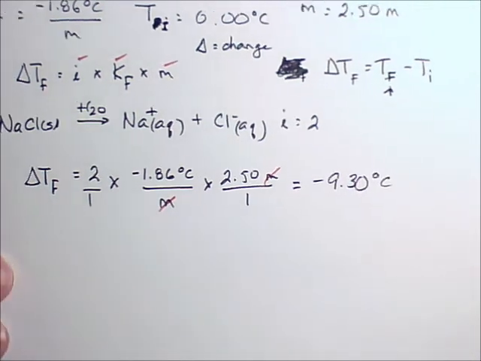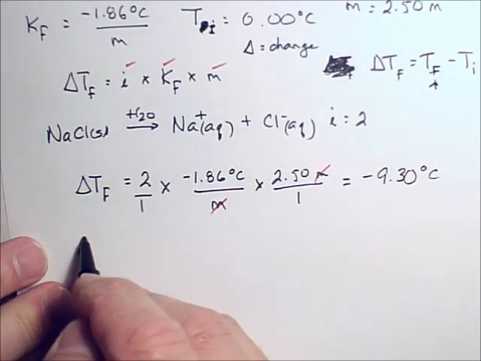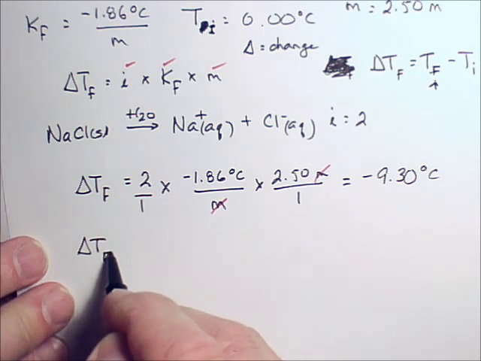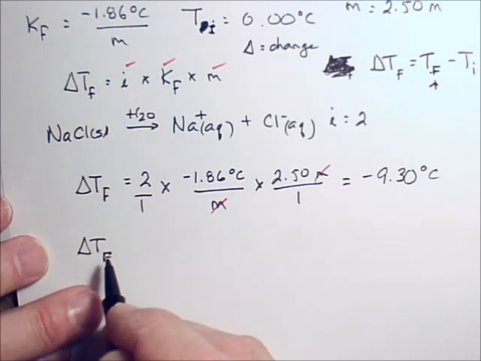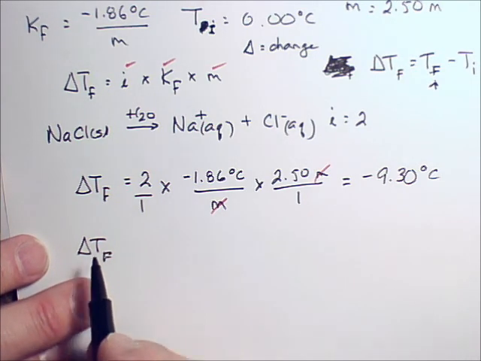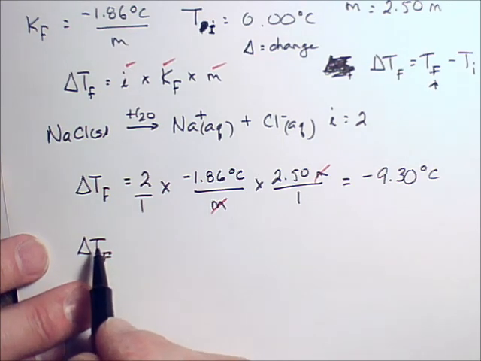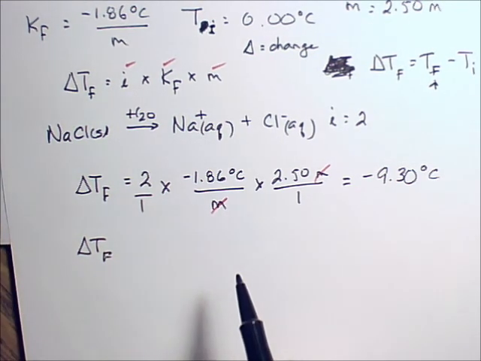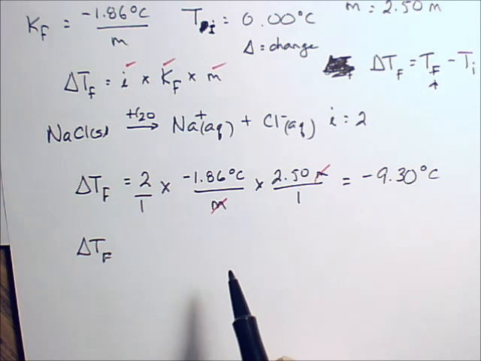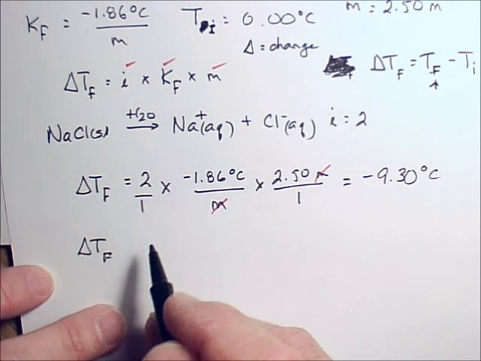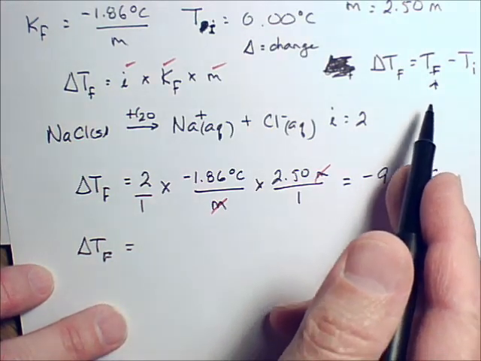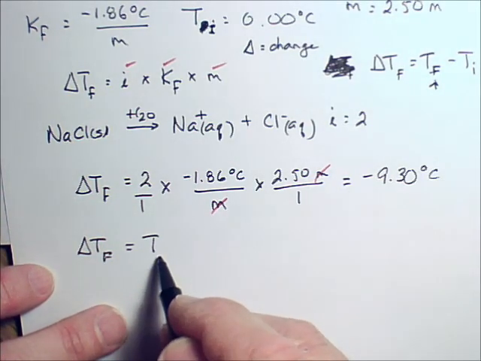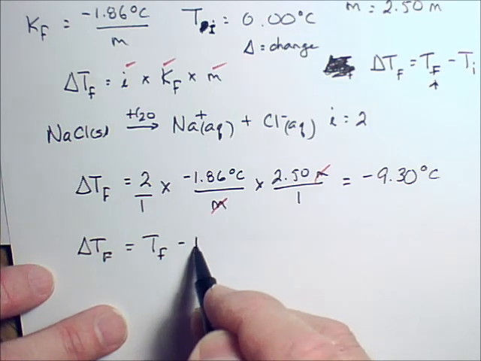We just plug things in there. We got delta T of freezing. That's the change in the temperature of freezing. What this means is that's the change from going from the pure solvent to the freezing point of the solution. The freezing temperature of the pure solvent to the freezing temperature of the solution. And then the final temperature is what we've got to figure out. That's the final temperature minus the initial temperature.